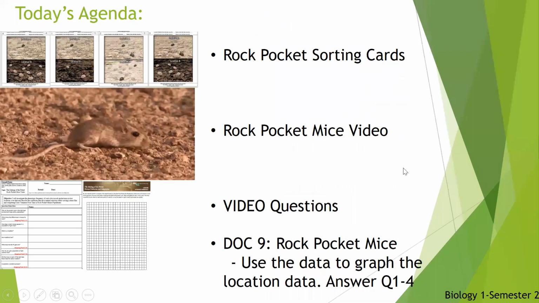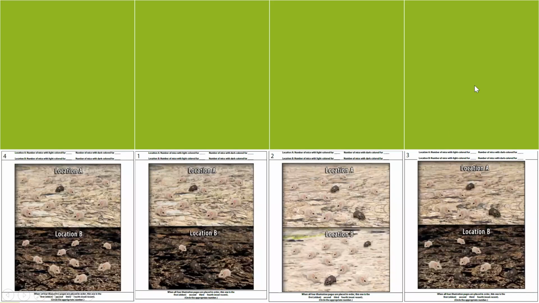So today's schedule, we're going to be going through these, spending a few minutes with these sorting cards. We've got a little 10-minute video to watch about these rock pocket mice. Then you guys have some questions to answer, some data to graph, and then a couple more questions to answer. So first thing we're going to do is examine these cards. You've got a black and white copy there in front of you in your packet.